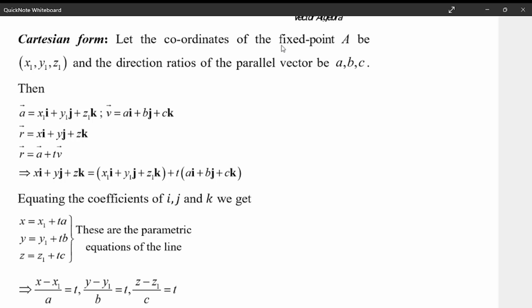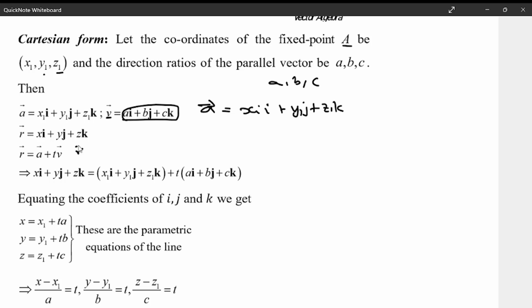Now let the coordinates of the fixed point A be x1, y1, and z1 in a 3D coordinate system, and the direction ratios of the parallel vector be a, b, c. Then we are saying that A is equal to x1 i plus y1 j plus z1 k, and the vector v is having these as its components. Then we have our r as xi plus yj plus zk.